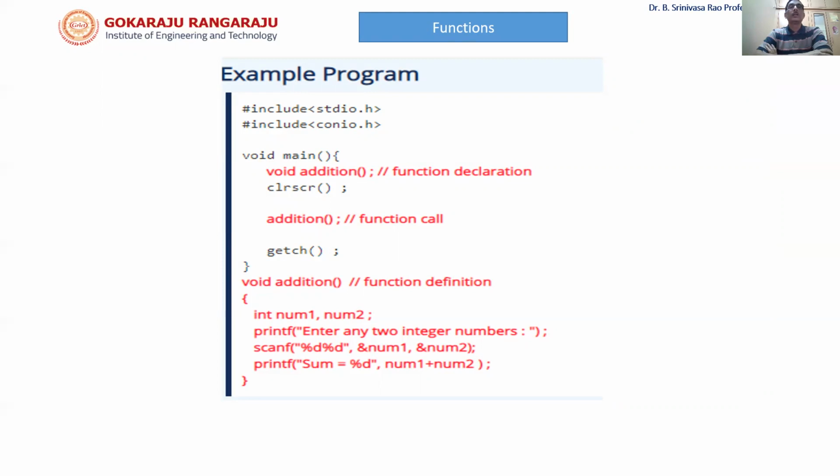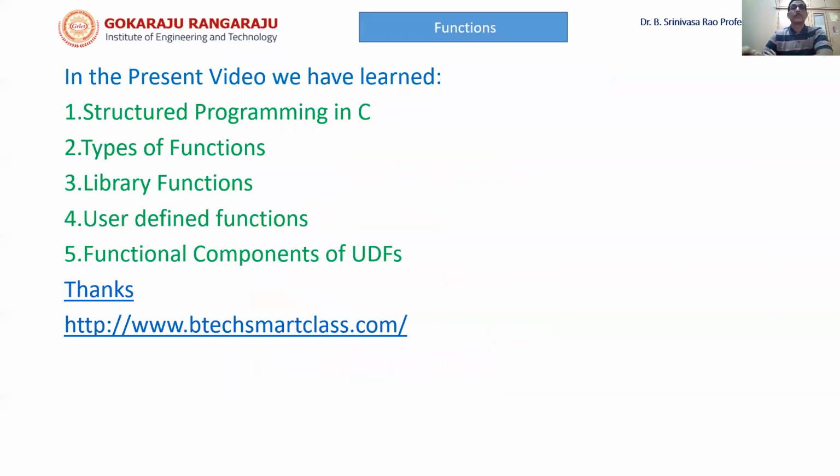Then the function call itself is being given in the print statement. So sum is equal to %d, sum, num1 plus num2. So the two numbers are added up and that will be assigned to sum, and the value will be printed on the screen.